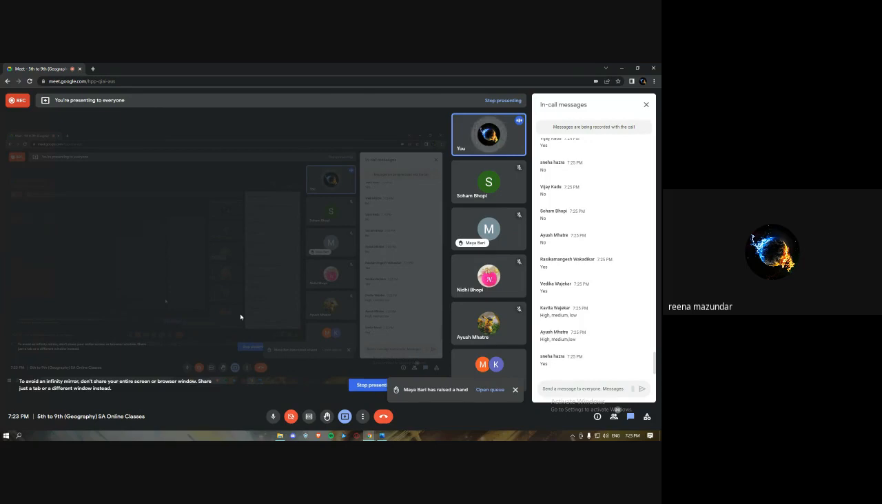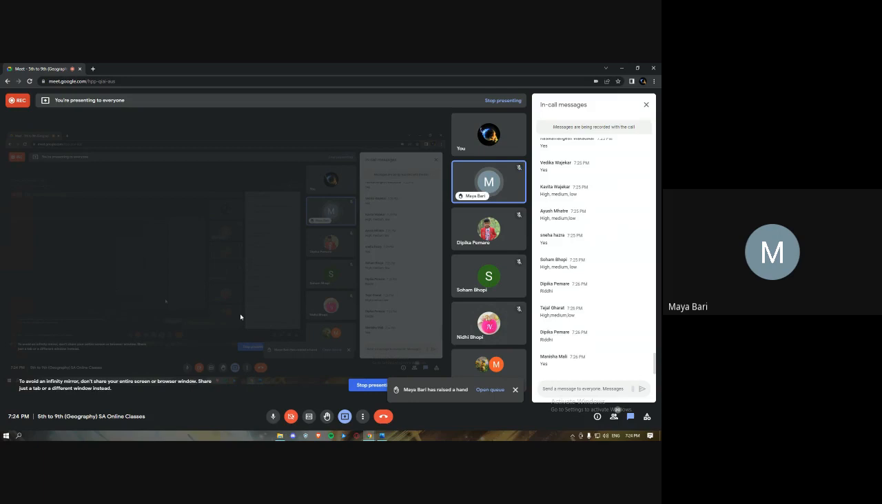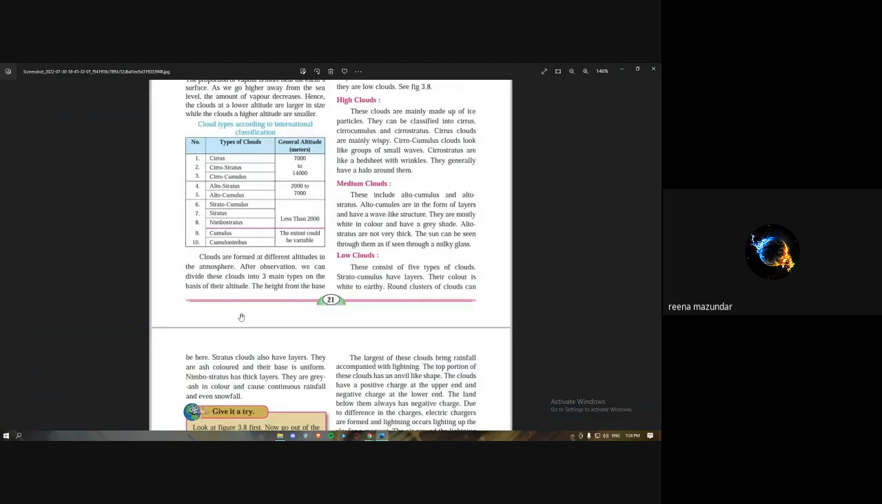Sneha, write it down if you want, or you can give me the answer by opening your mic. लिहून दे किंवा माइक ओपन करून उत्तर दे. तेजस also: high, medium, low. Anybody else? Deepika: high, medium, low. Maya, very good. Anybody else? High, medium, and low. Good, very good. So I think up to here the topic is clear.